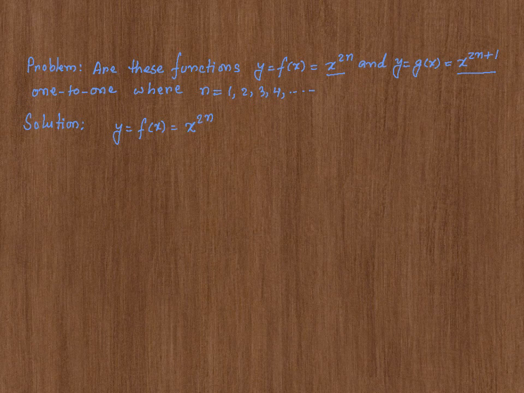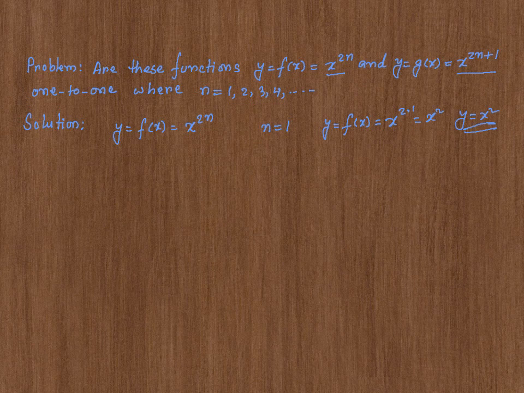Things are better understood if we take an example. So let's say my n is equal to 1. In that case, my function is going to be y is equal to f of x is equal to x to the power 2 times 1, which is just 2, right? x square. So the function becomes y is equal to x square. Now this function, by the way, is not a one-to-one function.